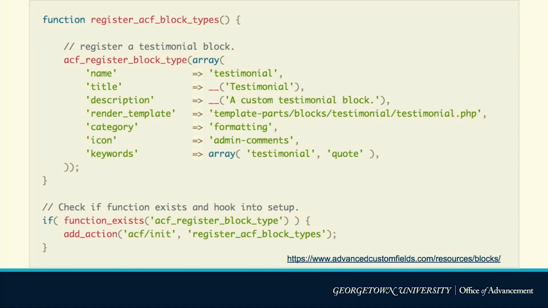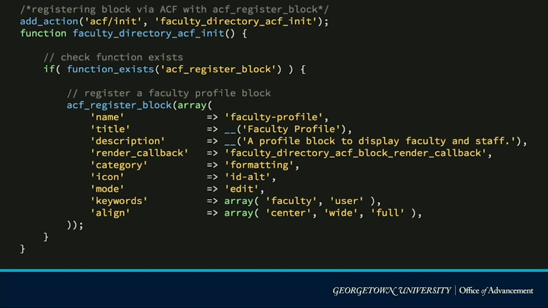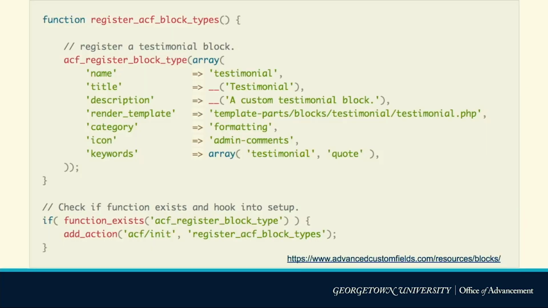So this is the example from ACF's documentation, and you'll see that I'm using the render callback here, and that's referring to a function that's going to tell the block what to do. And here it just points to a file. So this is if you're going to implement it in your theme, and you can see that it goes to the template parts, and they do suggest that you have a blocks folder and another folder for that block, and then the block file is actually inside of there. So if you're going to implement this in a theme, you'll want to look at their documentation.